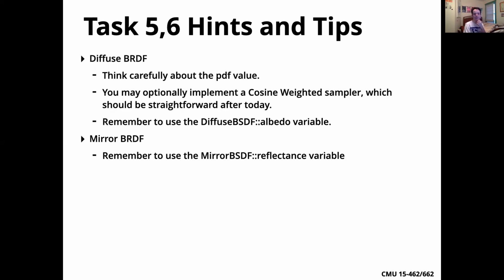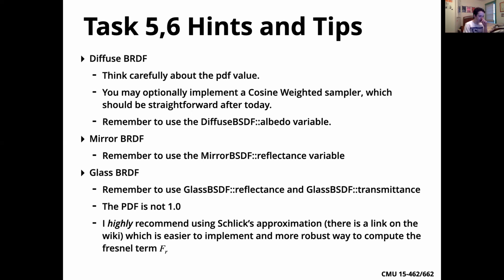The mirror BRDF, the only thing I really have to say is it's pretty straightforward. You keep your coordinate base in check. Don't accidentally flip your normal or something. But remember to use the mirror BSDF reflectance variable. The radiance that you're returning should include this reflectance variable as a term. And then finally, for the glass, this is easily the most complicated of the three. Somewhere in your sample F function, it should return some multiple of glass BSDF reflectance and glass BSDF transmittance. Common error, just a hint, the PDF is not 1.